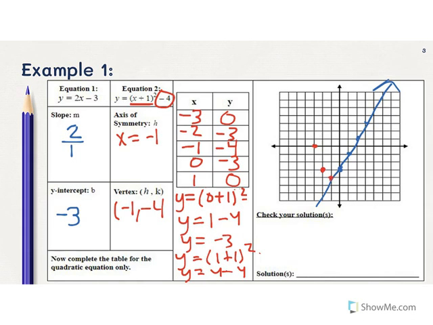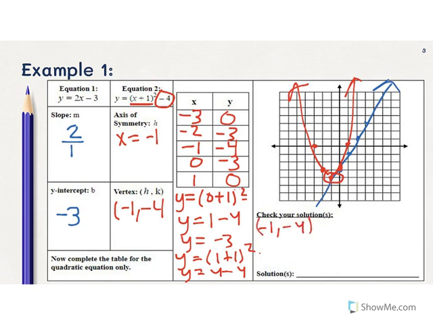Not sure if that's actually supposed to be hitting, but we'll check 0, negative 3. That one's definitely hitting. And then we have 1 comma 0. So we go ahead and graph our line here, or our parabola, and we're going to check for our solutions. So I'm going to just double check that this one is a solution. So that was my negative 1 comma negative 4.